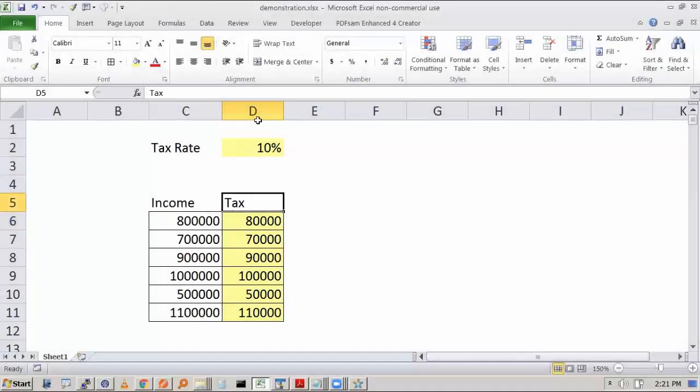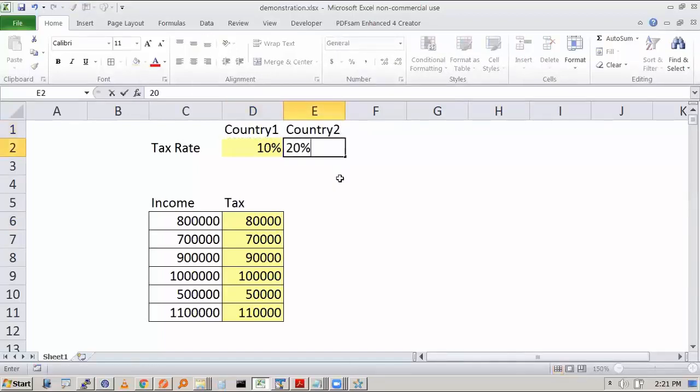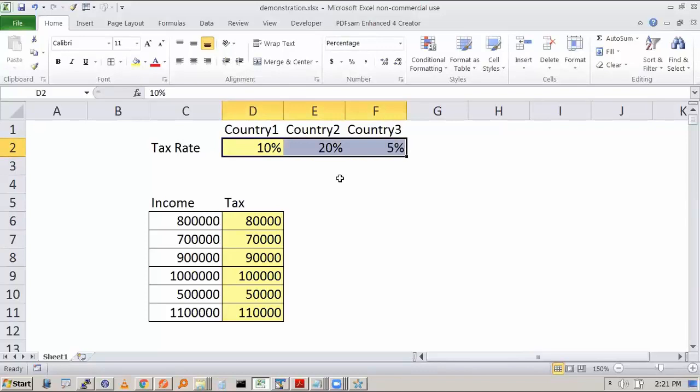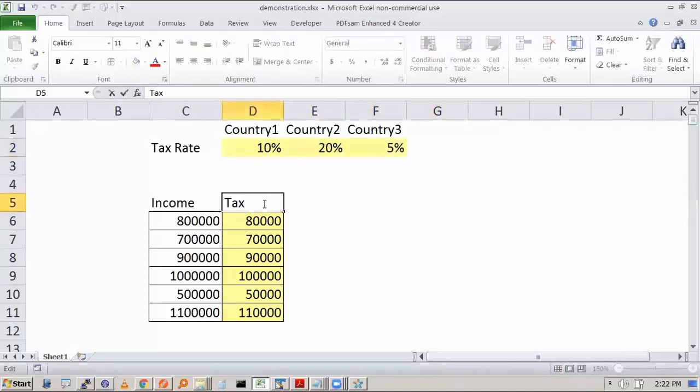Now imagine that these are three different countries. Let's say country 1, I put tax rate is 10%. Country 2, tax rate is 20%. And country 3, tax rate is, let's say, 5%. Let's say these are the three countries you have. I want to know how much is your tax in country 1.